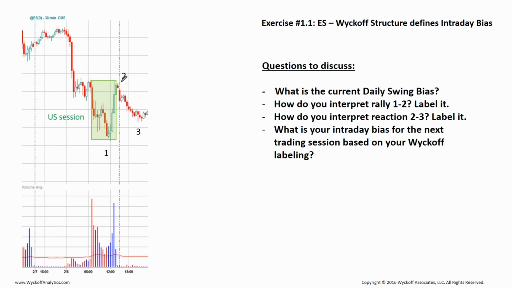Okay, but this move to the upside from 1 to 2, what is it? How can we interpret that, and how could we label that? That looks like a change of character, at least from the recent high on that chart. Yes, from the recent high, we're having the largest reaction to the upside. Spread is increasing, and it's a definite change of character. If this is a change of character rally, then what is 1 and what is 2? So 1 will be a selling climax and 2 would be an automatic rally.